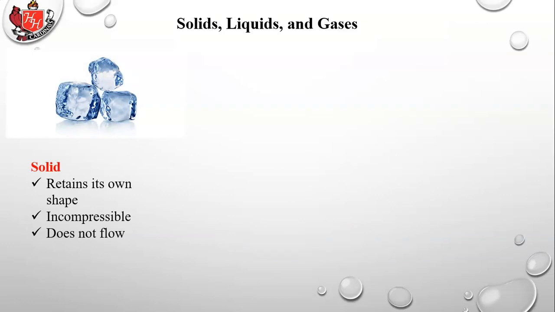So let's talk about the 3 states or phases of matter. First, we have solids, and we'll do it in context of water because that's the best way to understand it, something you're familiar with. So water in solid form retains its own shape, so those ice cubes will remain as cubes as long as they're frozen. They're incompressible. You can't squeeze those ice cubes down, and they do not flow. They'll just sit there like blocks. They might as well be iron blocks. They just sit there.